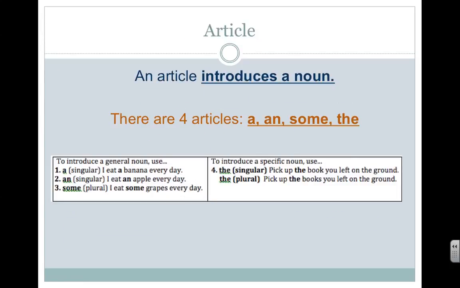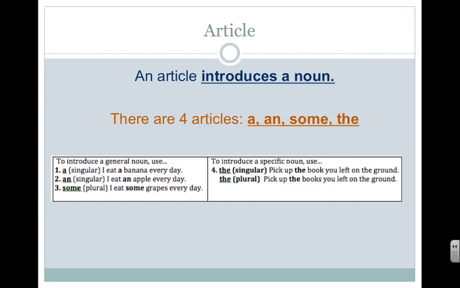And our last part of speech is the article. An article introduces a noun. There are only 4 articles. They are a, an, some, and the. So you're going to use a, an, and some to introduce general nouns. You'll use a and an for singular general nouns and some for plural general nouns.